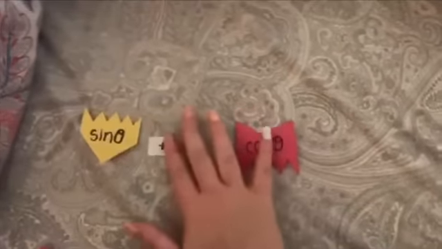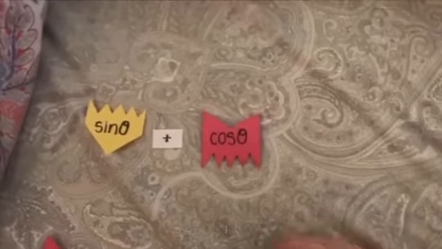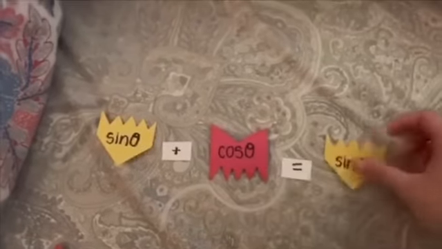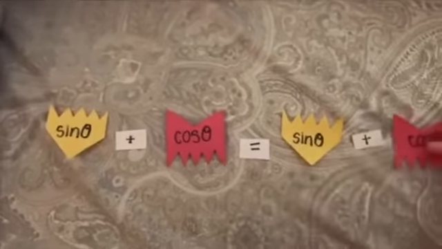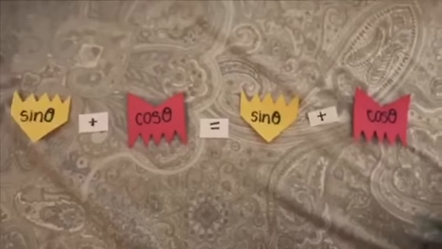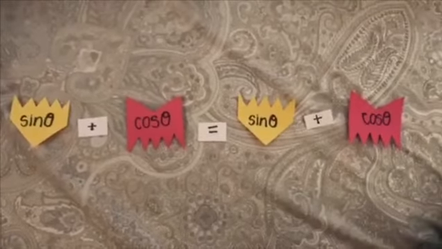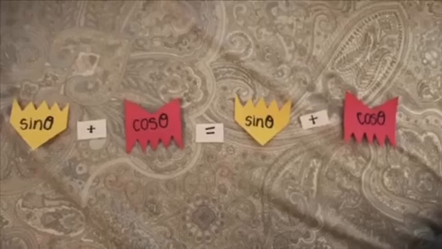So sine of theta plus cosine of theta is equal to sine of theta plus cosine of theta. And that is how we use manipulatives to be able to solve our equation.